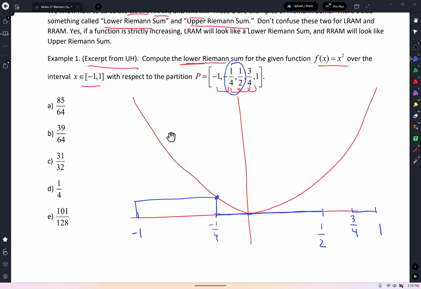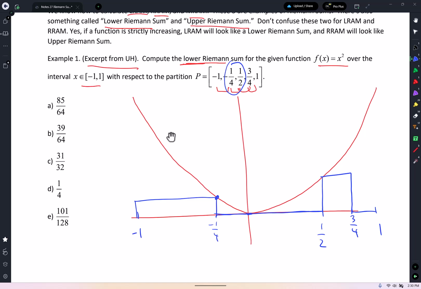See, these are my partitions. Negative 1 to negative 1/4, that's a partition. Negative 1/4 to 1/2, that's a partition. Do you know what I mean? Okay. The next partition between a half and 3/4. The lowest y value on that curve happens when x is a half. So there is my rectangle right there. Do you guys see that?